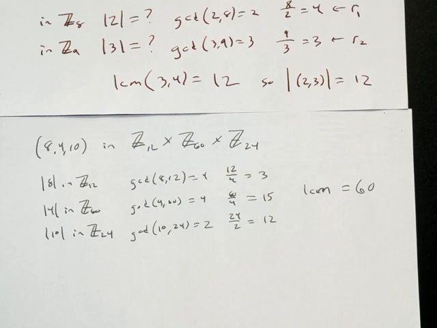So I know that original group, Z12 by Z60 by Z24, is not cyclic because the greatest common divisor is not 1. They're not relatively prime. That means if I took (1, 1, 1), I couldn't get around the whole group. I need a larger generating set. Maybe I could use (1, 0, 0), (0, 1, 0), and (0, 0, 1). That would be a generating set of size 3, which means it wouldn't be cyclic, but it would be finitely generated, right?